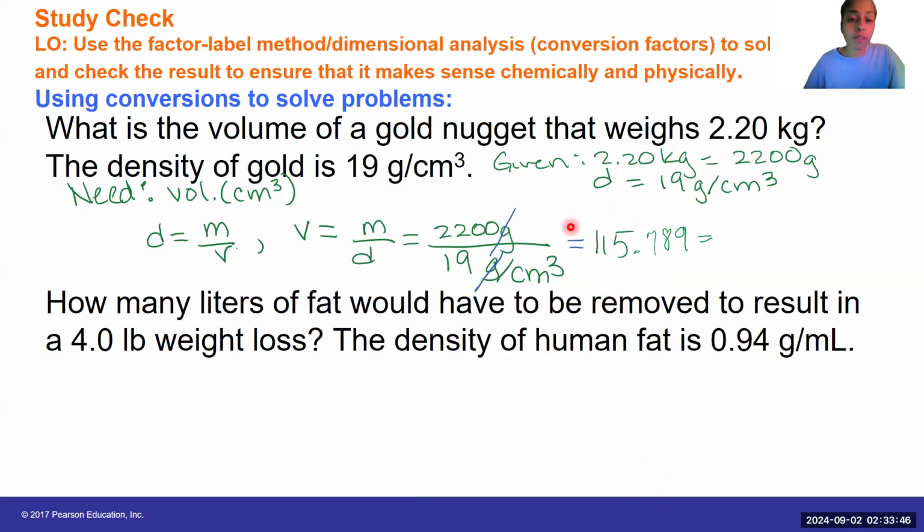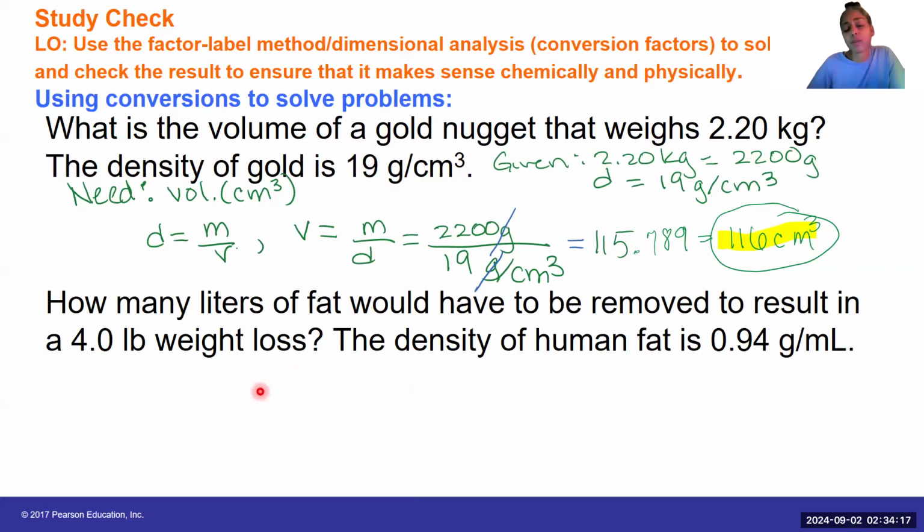Now, our starting value has 3 significant figures, so our final value also has to be 3 significant figures. How do we round this off in order to get the right number of sig figs? Let's look here. We have to look at this 5 because we're starting with 1, 2, 3 sig figs. The number to the right of it is greater than 5, so we're going to round this up to 6. So we end up with 116 centimeters cubed. Remember, you do not use a conversion factor such as density to determine the number of sig figs.